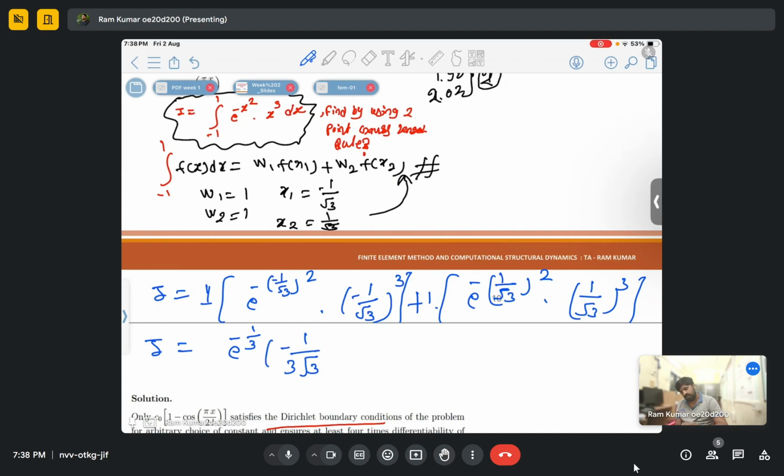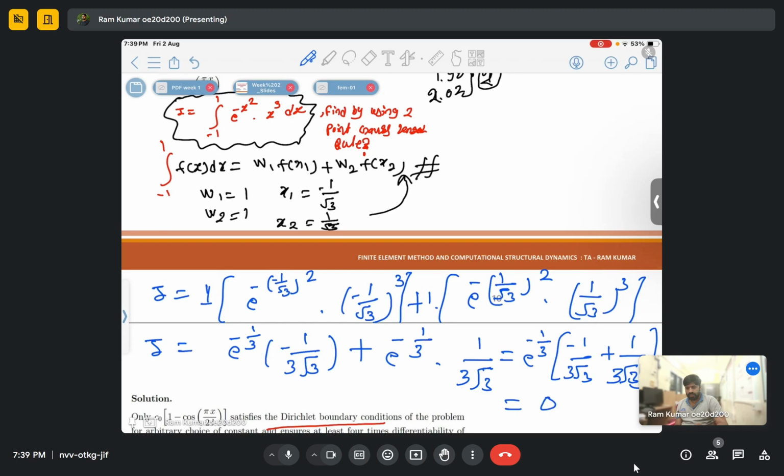Plus e to the power minus 1 by 3 into 1 by 3 root 3. So if I take e to the power minus 1 by 3 common, it will be minus 1 by 3 root 3 plus 1 by 3 root 3. So it will be 0. Oh, that's good. So our integration will be 0.